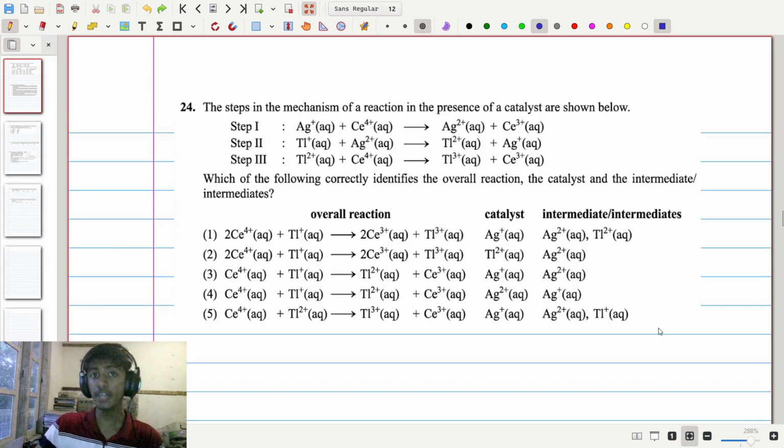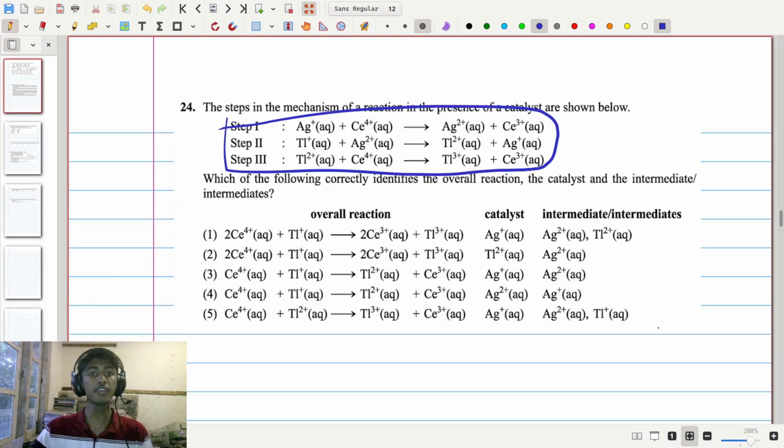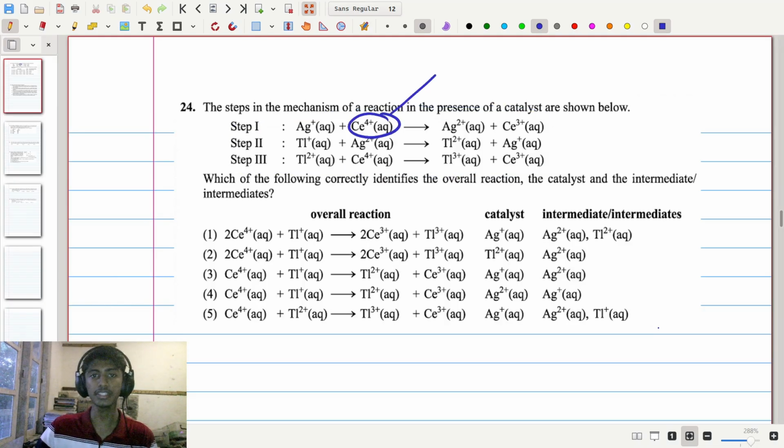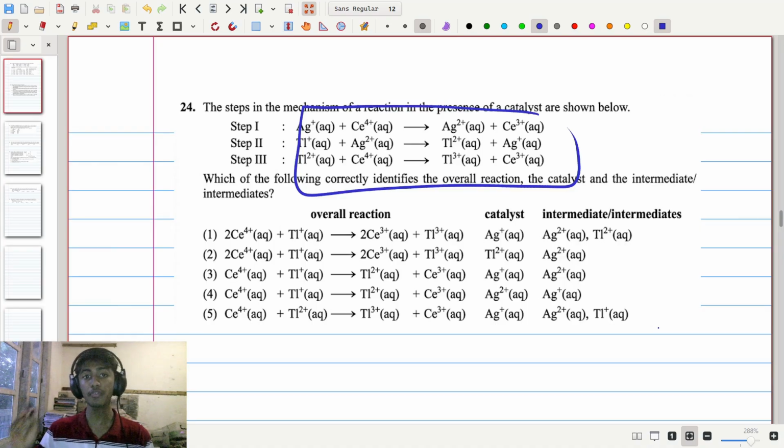Next, if we consider question number 24, the question says the steps in the mechanism of a reaction that occurs in the presence of a catalyst are shown below, and we are given 3 steps, and interestingly we have an element here that we rarely ever see. We have the rare earth element cerium. So anyway, the question then asks us which of the following correctly identifies the overall reaction, the catalyst and the intermediate/intermediates of this reaction. Now for the overall reaction, all you have to do is to take these 3 reactions and simply cancel out any terms that we can see on the left hand side and the right hand side.